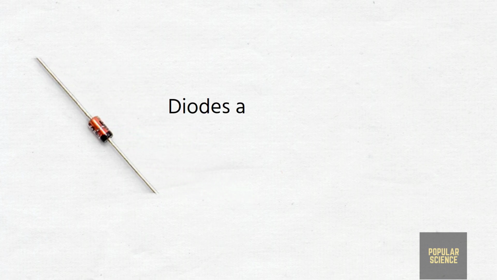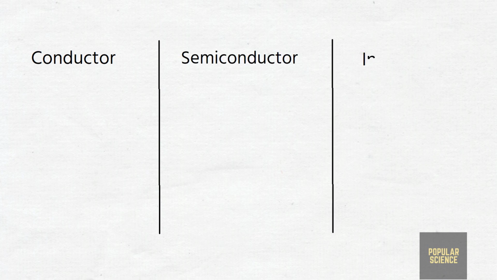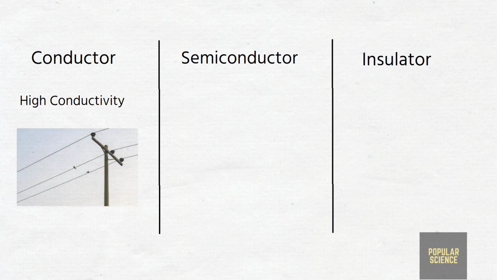Diodes are basically semiconductors. As many of you know, on the basis of electrical conductivity, materials can be divided into three main categories: conductor, semiconductor, and insulator. Now, conductors show high conductivity. They are used in high tension and normal wires for transporting currents. Aluminum and copper are the main examples of conductors.